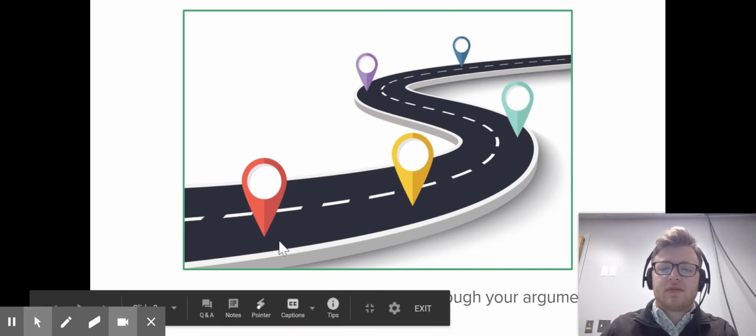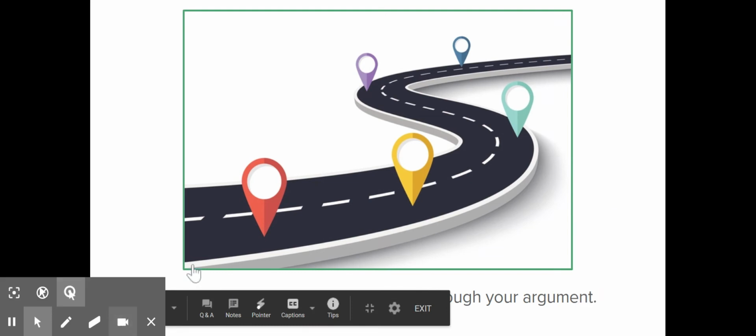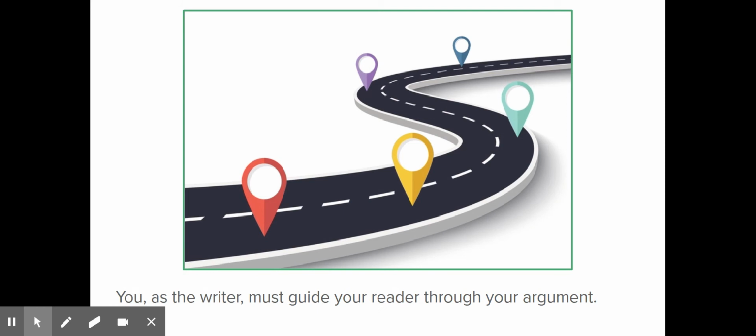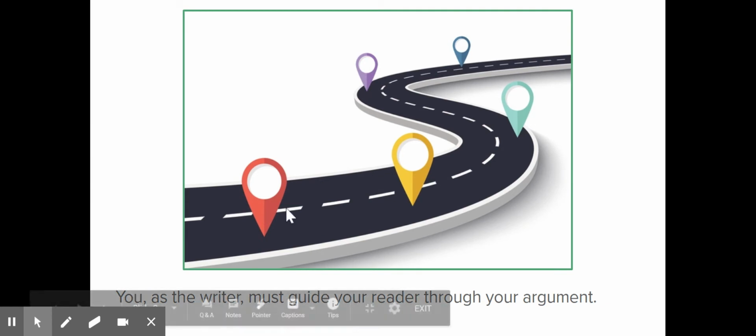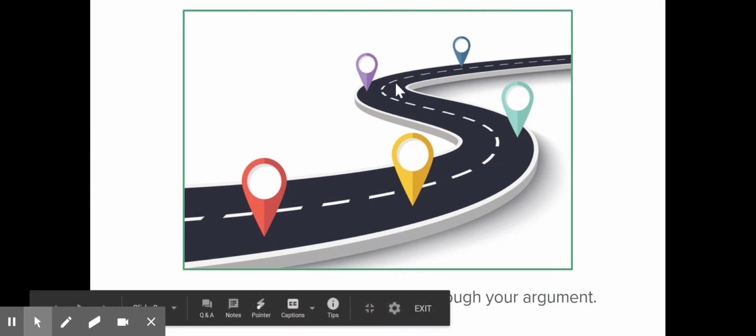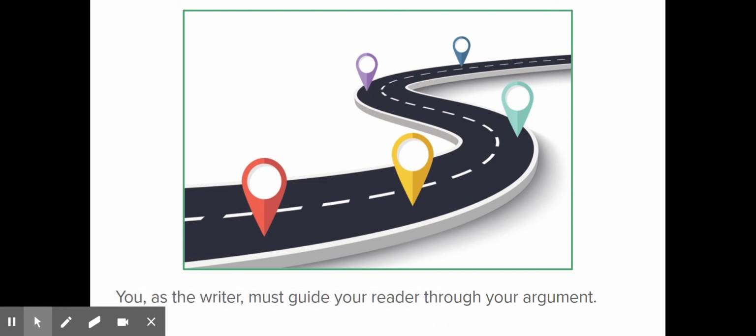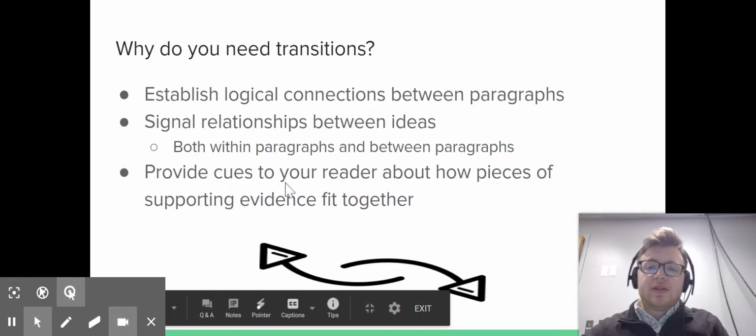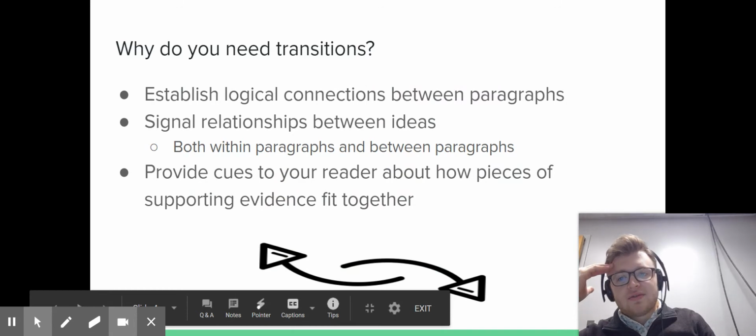What we really want, remember, this is a roadmap. The thesis of your essay is guiding your reader through your argument. So instead of just focusing on each individual point, which is really good, you should focus on each point, but you've also got to connect them all together with the road underneath. You've got to transition from one point to the next so that your argument makes sense, it's linear, it's cohesive, and it flows all the way from the beginning to the end. So how do we do that? Why do we do this?